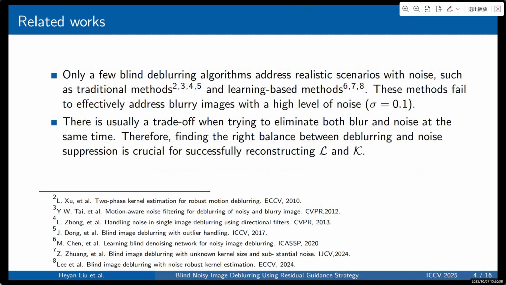Only a few blind deblurring methods explicitly consider noisy scenarios. Traditional optimization-based methods and even recent learning-based approaches both struggle when noise is strong. Typically, there is a trade-off. If you try to remove too much noise, you also lose important structures and details. But if you focus only on deblurring, the noise remains and contaminates the result. So the key challenge is how to balance deblurring and denoising in order to recover both a sharp image and an accurate kernel.